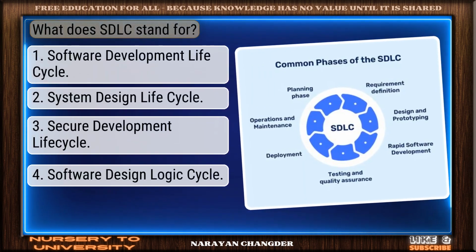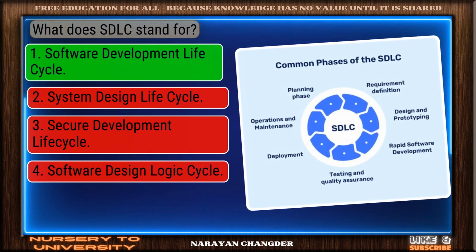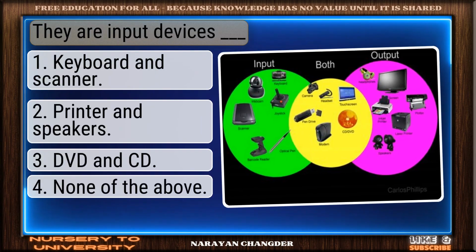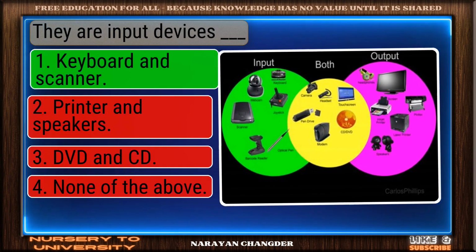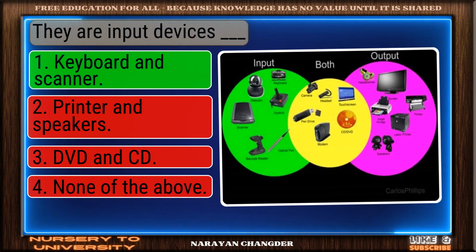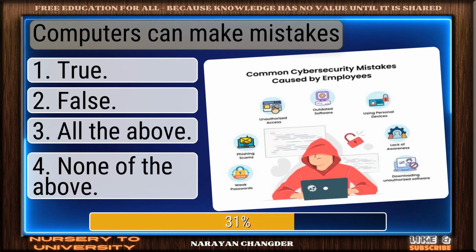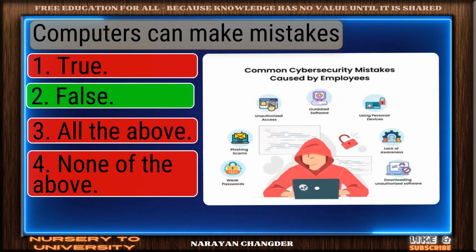What does SDLC stand for? On track. Software development lifecycle is correct. They are input devices dash. Well done. Keyboard and scanner is right. Computers can make mistakes. Right choice. False is best.